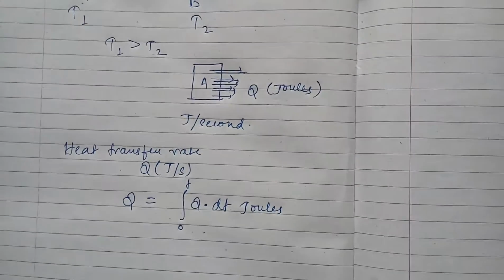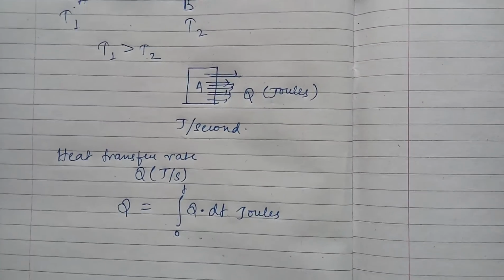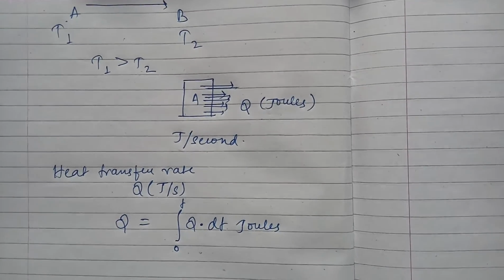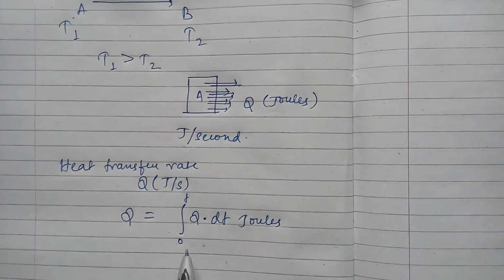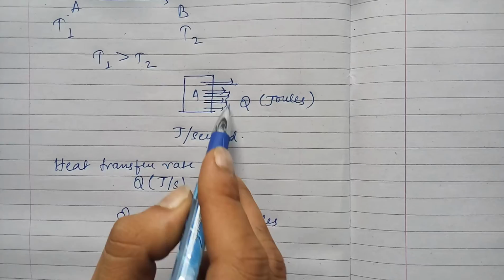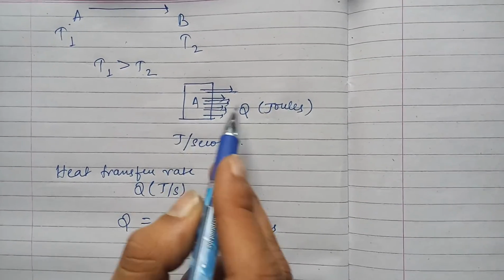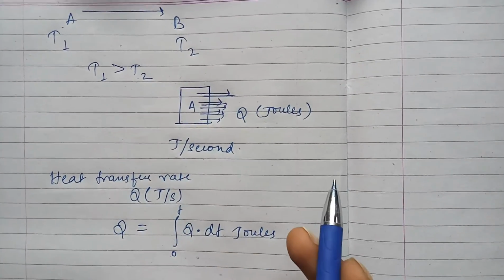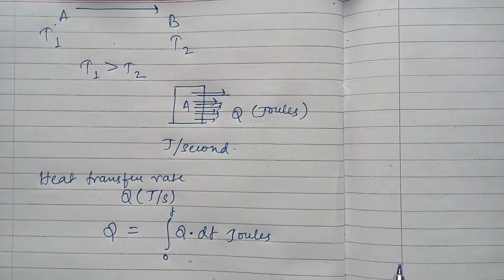where t represents the time interval during which the total heat transfer Q is to be determined. So t is the time interval for which we are determining the Q which is going out from this body, and which we call heat transfer.